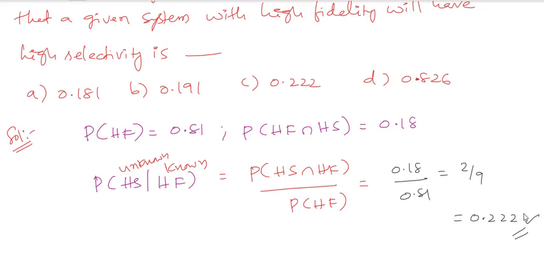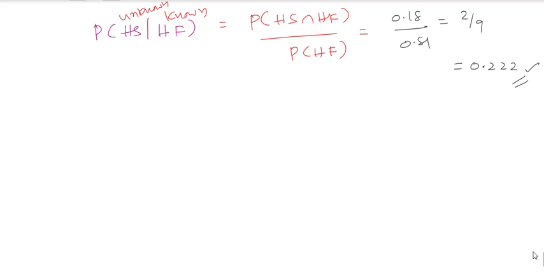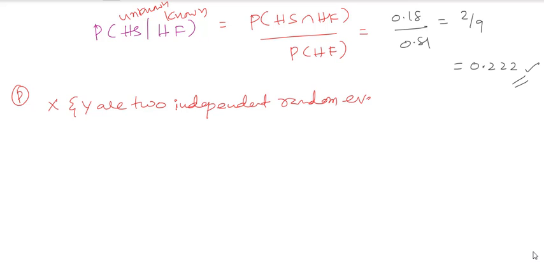So that is how you have to solve problems based upon that criteria. Can you try one more problem? It's a mathematical thing. Try this. Let me take this problem. Capital X and Y are two independent random events.